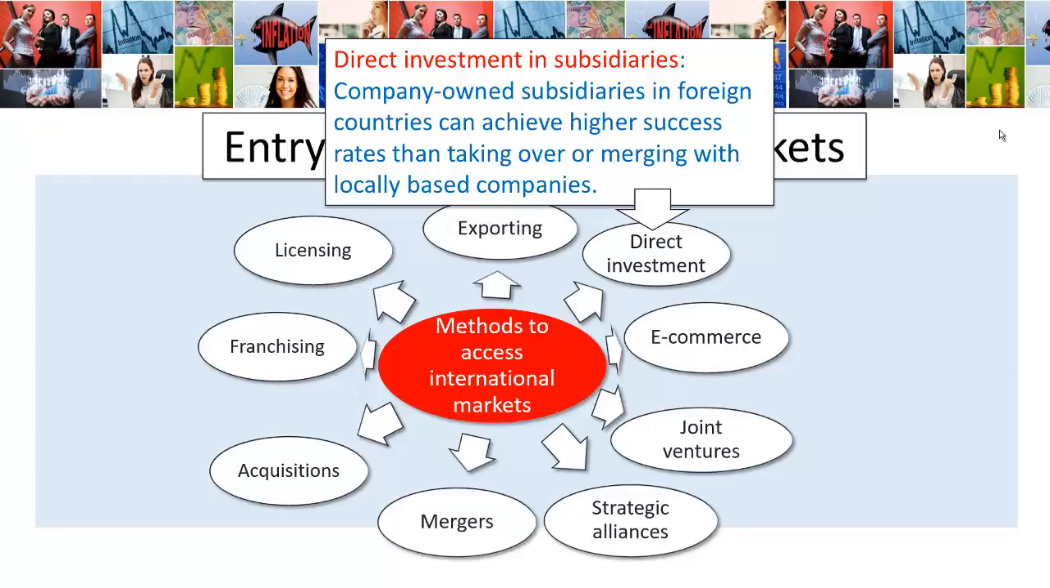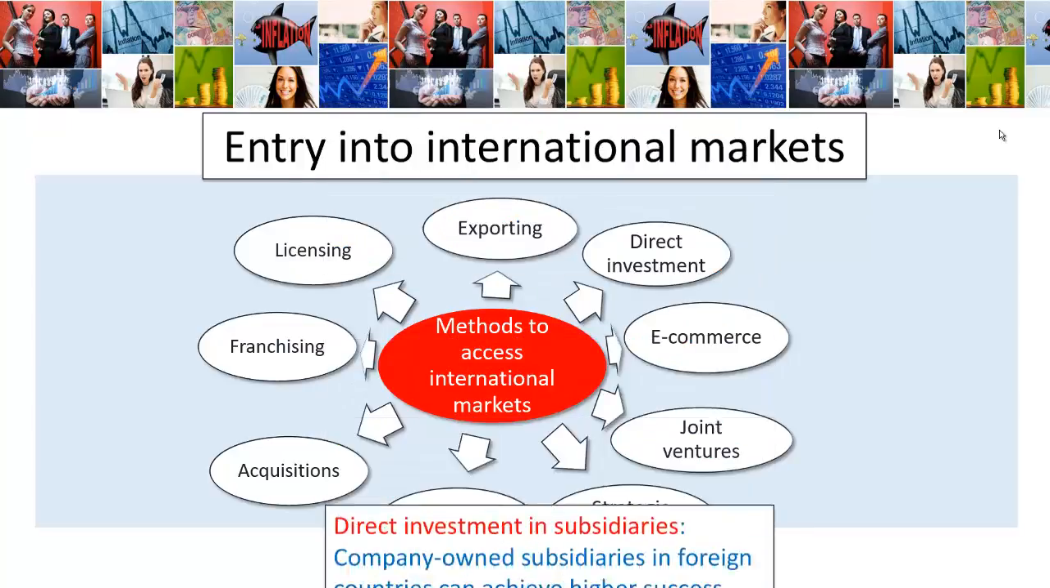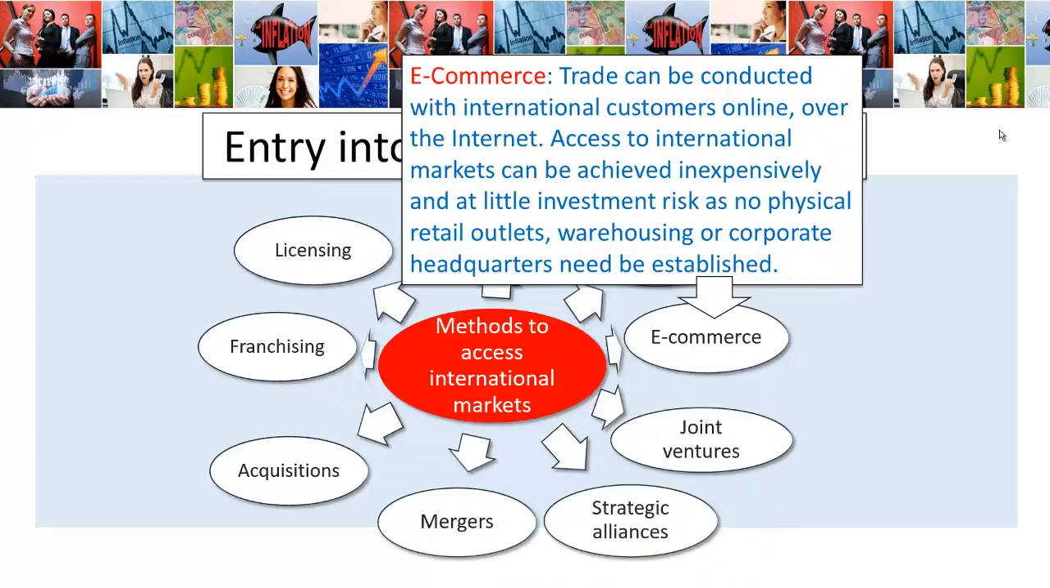Okay, and another way, direct investment in subsidiaries. Company-owned subsidiaries in foreign countries can achieve higher success rates in taking over or merging locally based companies. Now, a subsidiary is a business entity which is owned by the company, and that entity will be trading in the country or countries of interest.